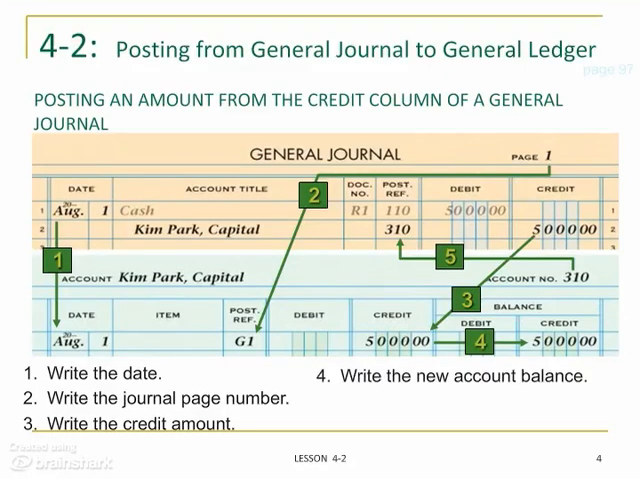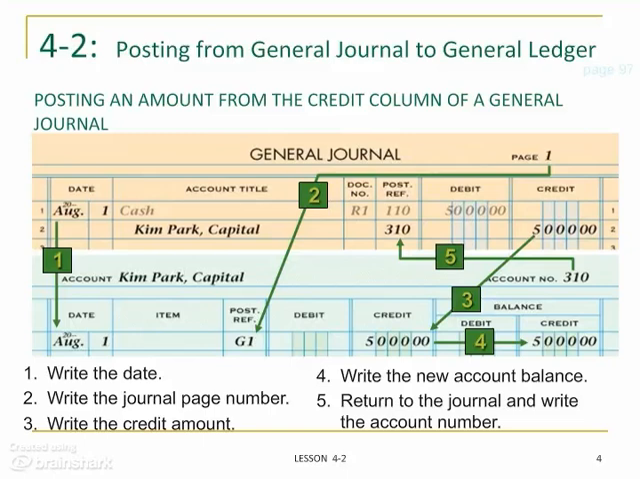And then we're going to bring that balance over. And again, the normal balance side for Kim Park's Capital is going to be the credit. So we're going to bring that balance over into the credit column. And then lastly, the 5th step would be to post the account number 310 back into the post reference column in the general journal. Now that we've posted, we can see that we're done.